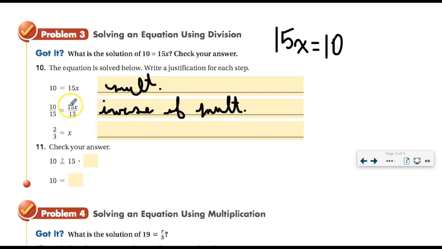That gives me 15 divided by 15 cancels. That gives me x over here. 10 over 15 is a fraction. I can divide the top and bottom by 5 and get the solution x equals 2/3. So this is simplified. Simplify. Check your answer. 10 equals 15 times 2/3, I'm assuming.